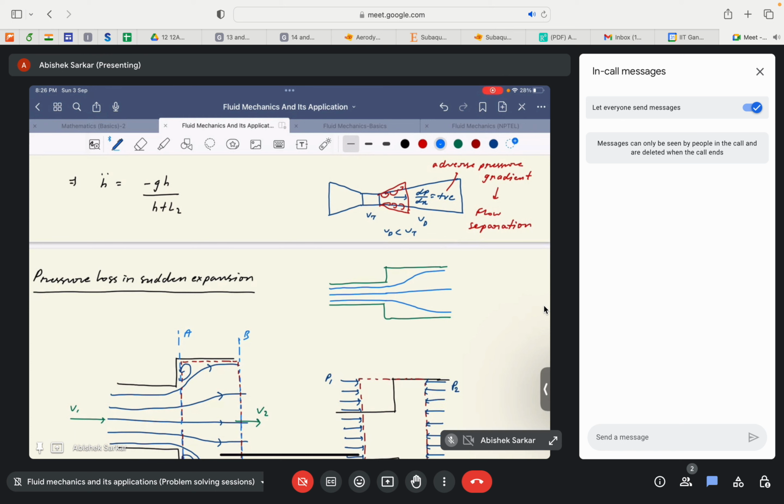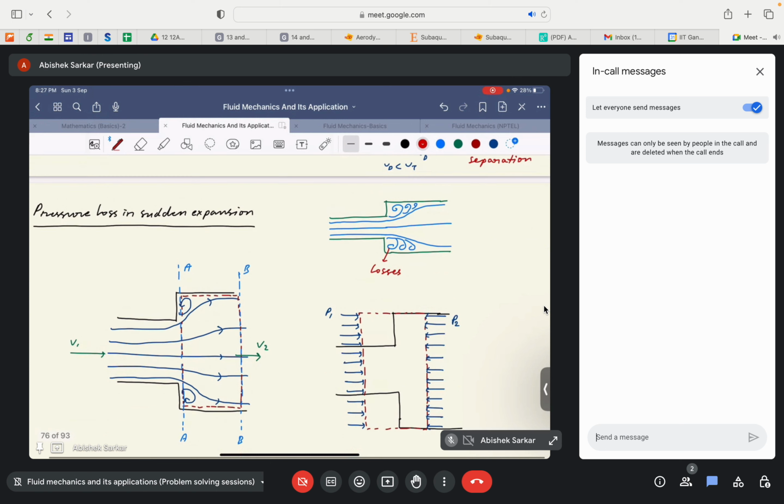So the streamlines will diverge, that's for sure. But since there is a sudden expansion, the flow would entail some recirculation regions. The flow would recirculate in these regions because the flow is separated because of the sudden experience of an adverse pressure gradient, and this will result in energy losses or pressure losses, as we mentioned. So this is what we term as pressure losses or energy losses in the case of sudden expansion. Okay, this is sudden expansion.